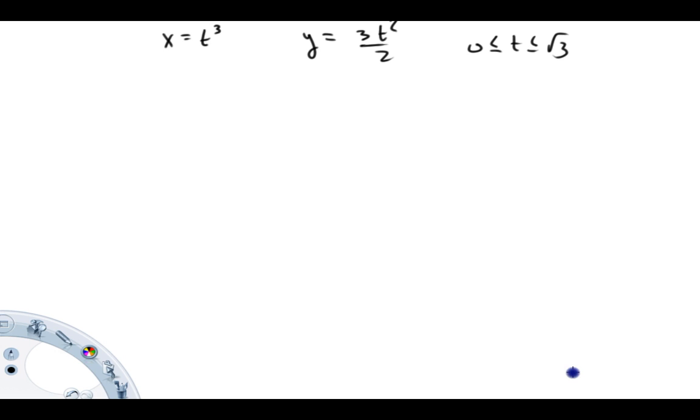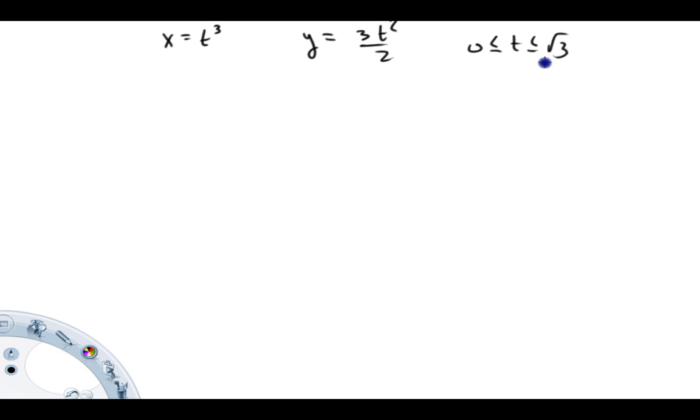The purpose of this video is to demonstrate how to calculate an arc length for a curve written in parametric form. So what we're looking at here is the curve defined by x equals t cubed and y equals 3/2 t squared. We're going to look on the interval 0 to square root of 3.